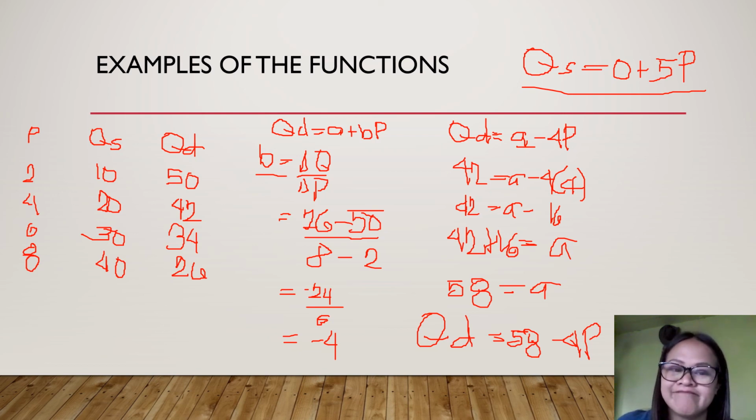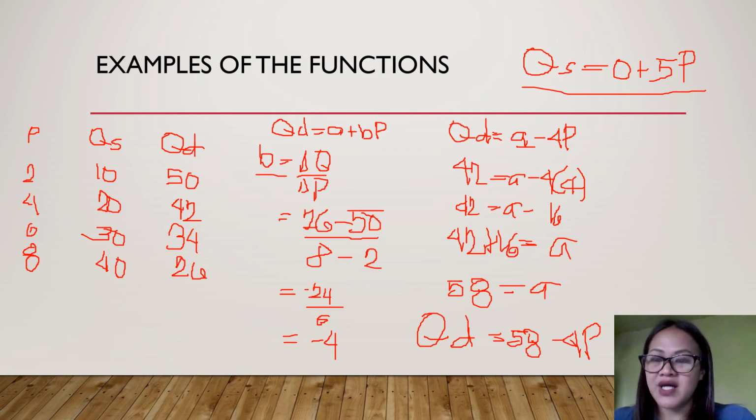Did you get it? Do not forget, if you did not arrive at this one, that means you did not yet follow the steps. And always remember to interpret. The 5 here refers to: as the price changes by 1 peso, quantity supplied changes by 5. Specifically pertaining to the relationship, as the price increases by 1 peso, quantity supplied increases by 5 units. That's how you're going to interpret them.